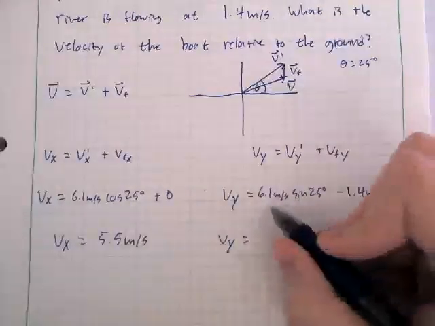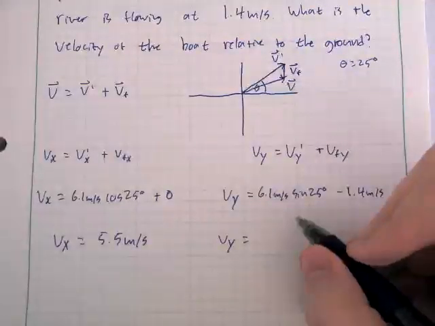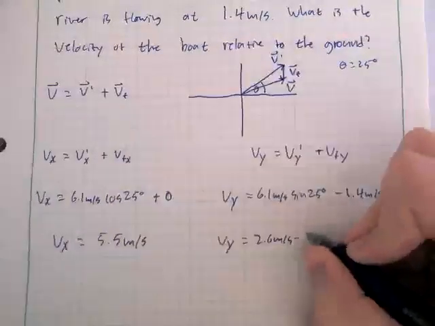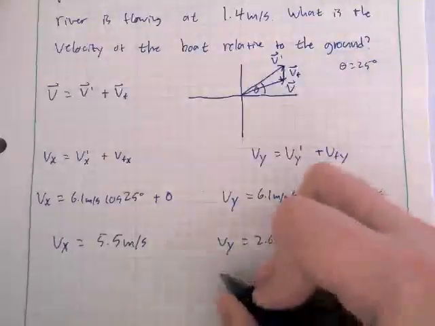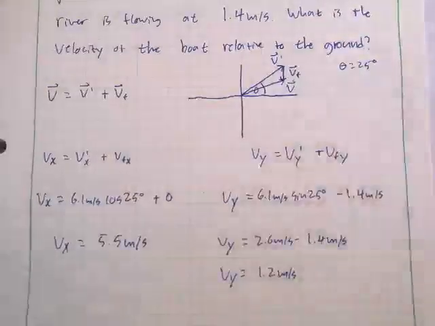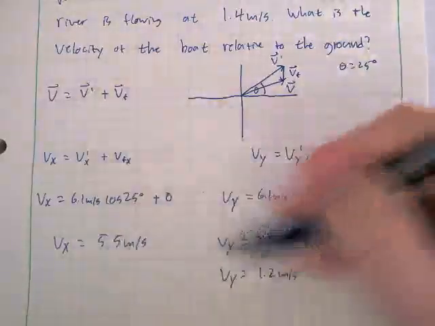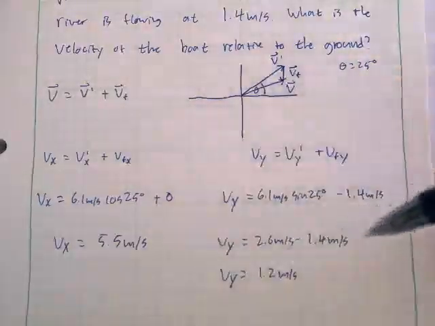Vy, you do something similar. We have 6.1 times the sine of 25 minus 1.4. You end up getting about 2.6 meters per second minus 1.4 meters per second. And so this Vy ends up being about 1.2 meters per second, right? And so at this point, if I were to ask you on this homework, and you just gave me the x and the y components, that'd be fine.